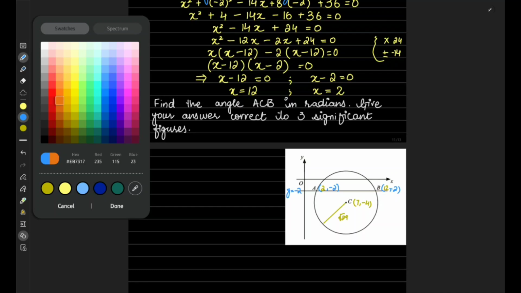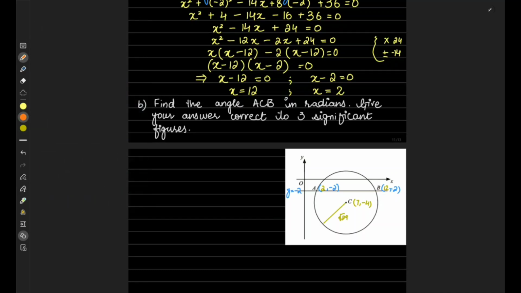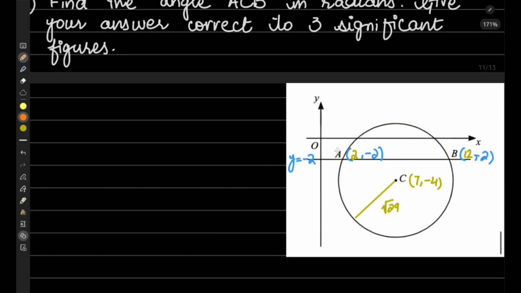It's better if you take some brighter color. ACB. So ACB. Okay, this is your angle that you need in radians. How do you find this angle? ACB.